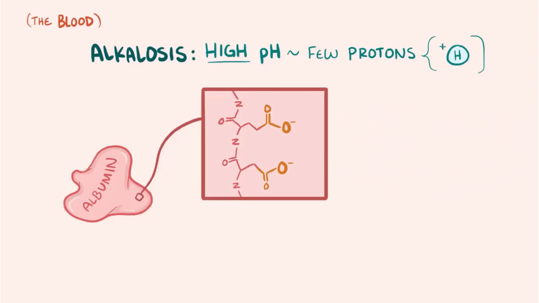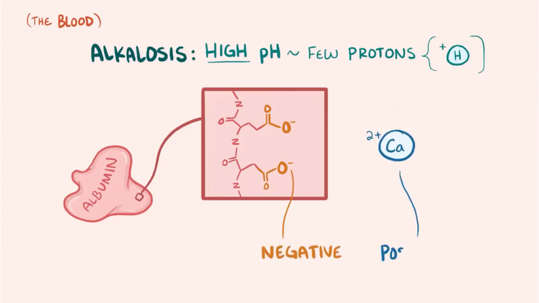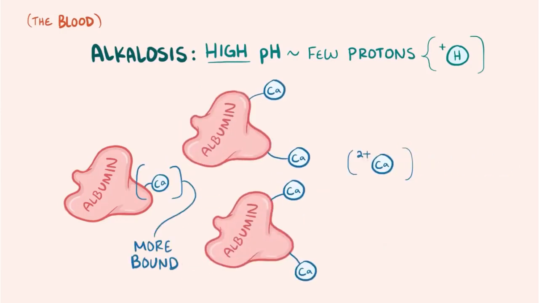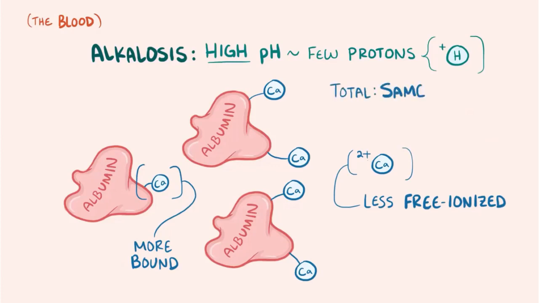More COO- groups tend to make albumin more negatively charged. And since calcium's positively charged, opposites attract, and the negatively charged albumin latches onto calcium, which means there's more bound calcium and less free ionized calcium in the blood. And so even though the total levels of calcium are the same, there's less ionized calcium, which is the one that's important for cellular processes and can lead to symptoms of hypocalcemia.